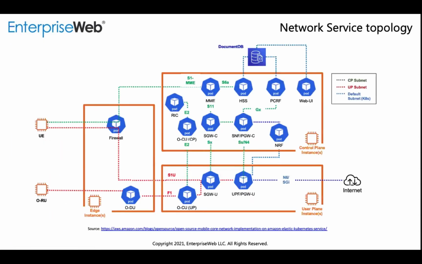So this gives you the network service topology, and it shows you a fairly rich scenario where you have the open core properly disaggregated with control plane and user plane. You have the Open RAN, as well as DocumentDB, and you have the firewall. So again, we're going to just move right on so we can go into the heart of that. Next slide, please.